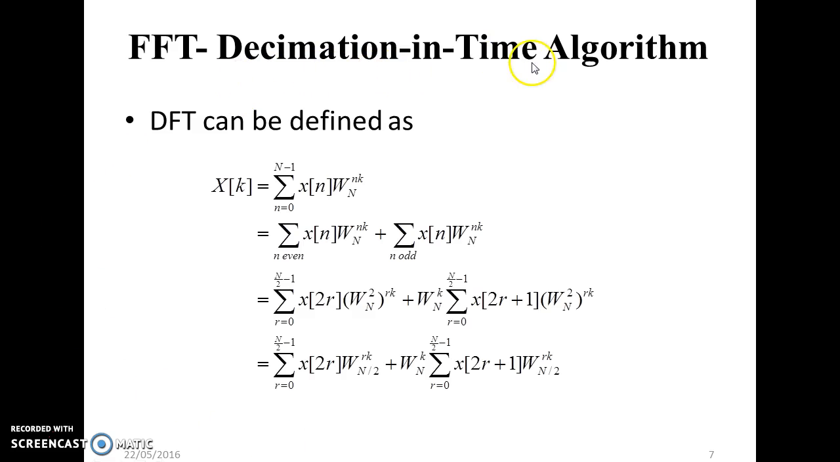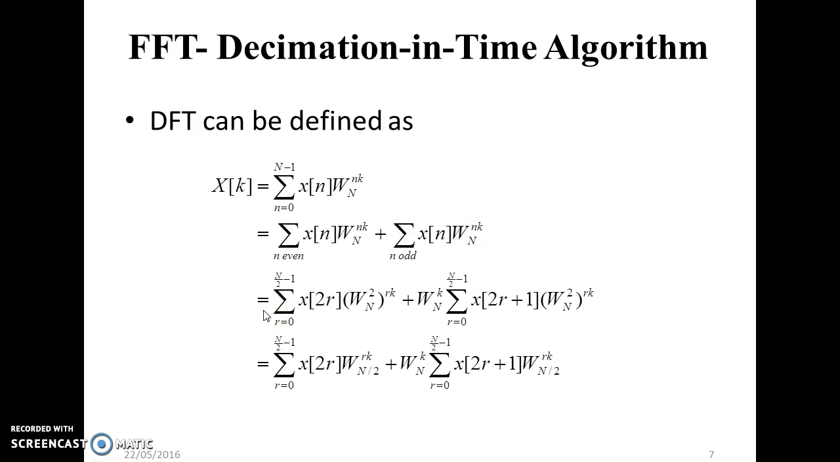FFT decimation in time algorithm. DFT can be defined as X of k is equal to summation over n equal to 0 to N minus 1 x of n W_N raised to nk. That is equal to summation over even samples x of n W_N raised to nk plus summation over odd samples x of n W_N raised to nk.